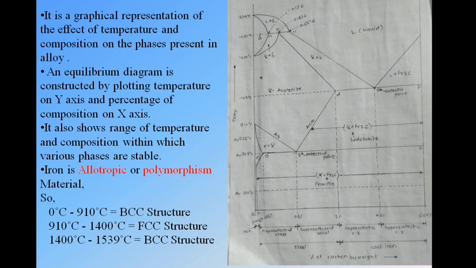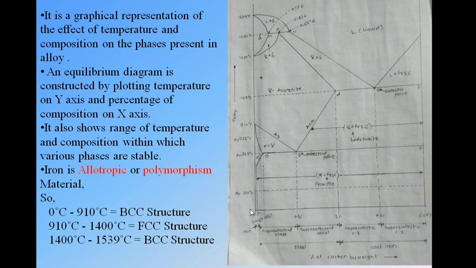So see, we start with the brief. Okay, so this is the iron carbide equilibrium diagram. So what they have written, it is a graphical representation of the effect of temperature and composition on the phases present in an alloy. Okay, on the y-axis we have temperature, on the x-axis we have the carbon composition. So the whole is nothing but the effect of temperature and composition on the phases of steel and cast iron alloys.